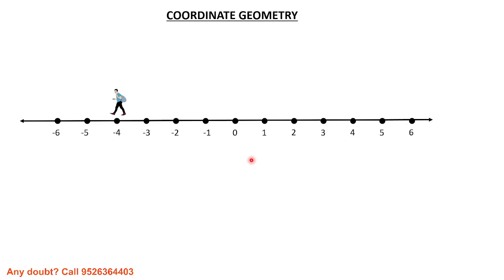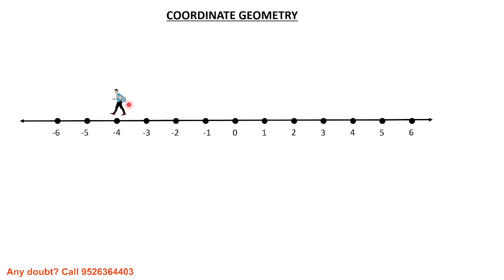Now suppose this person has moved to another point. Now his position is -4 according to this diagram. This is an introduction part. So if a person is walking along this road, we can clearly say the position of the person. Understood? If the person is standing here, we say his position is 0.